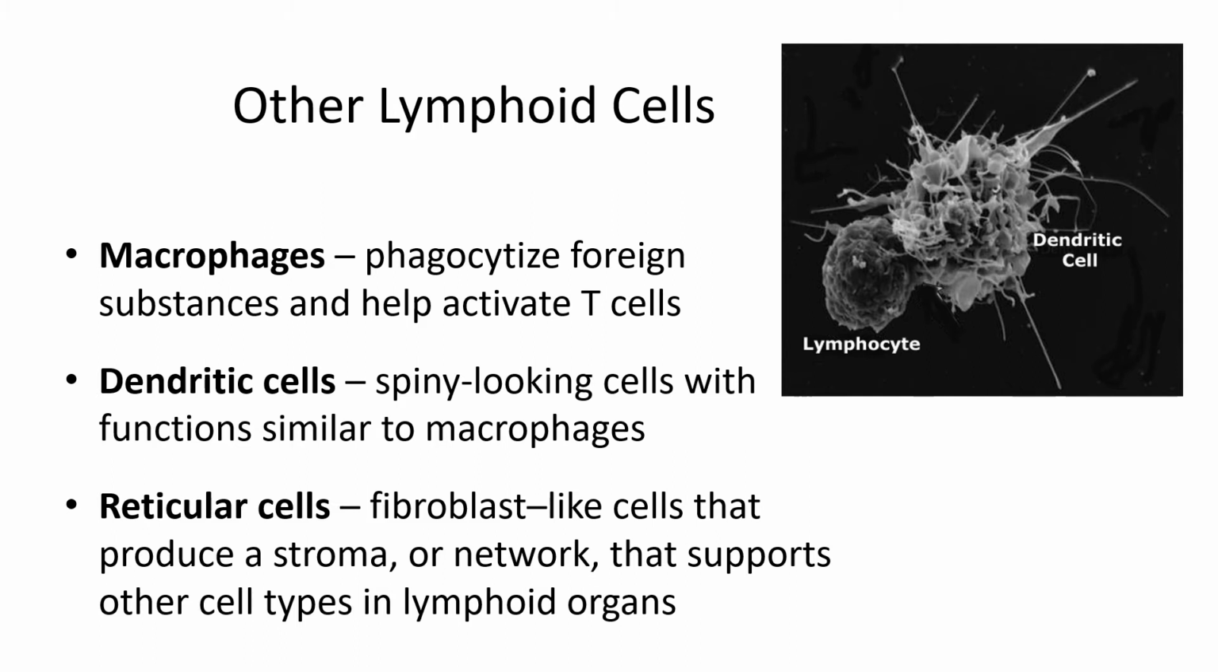You're seeing a dendritic cell here. These are cells that possess very thin branching pseudopodia. The pseudopodia wrap themselves around foreign cells and foreign debris and bring them into the cell.